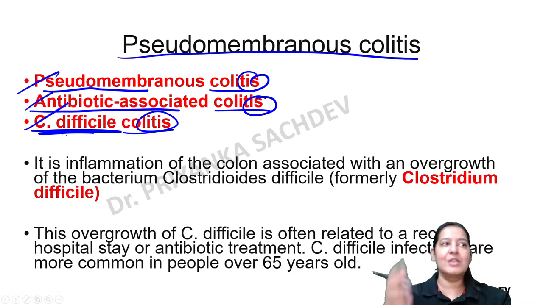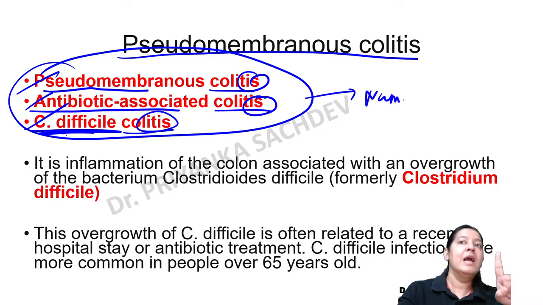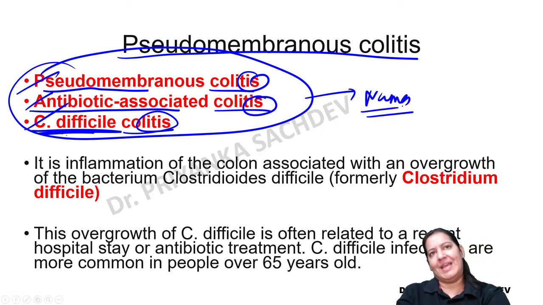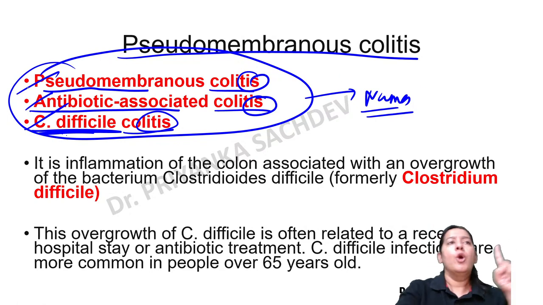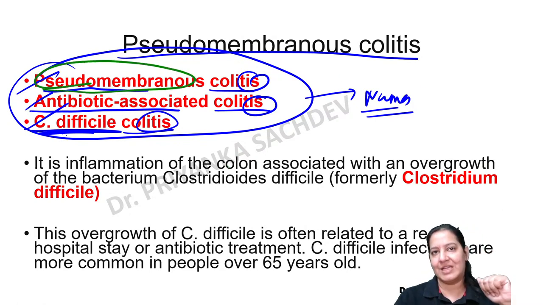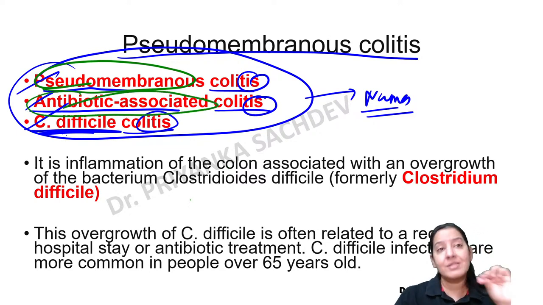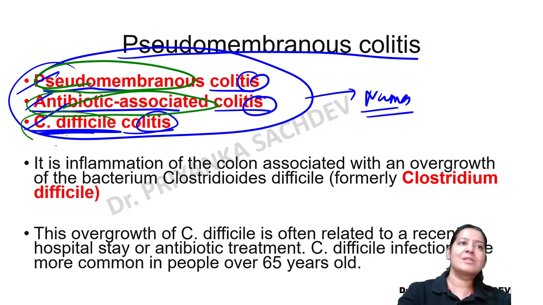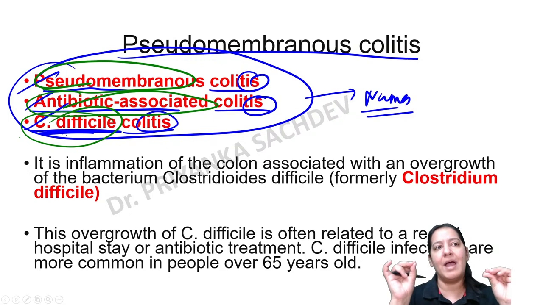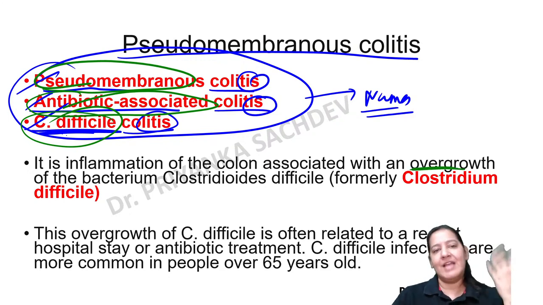So first learn the synonyms. All three names mean the same thing. The three names are given to one disease. Don't just learn the names, understand the meaning. Why is it known as pseudomembranous colitis? Because a membrane is formed on the surface of the intestine. Why is it known as antibiotic associated colitis? Because this condition occurs after a prolonged course of antibiotic. Why is it known as Clostridium difficile colitis? Because it occurs by a bacteria known as Clostridium difficile. It is overgrown in the colon and that's why it is causing it.